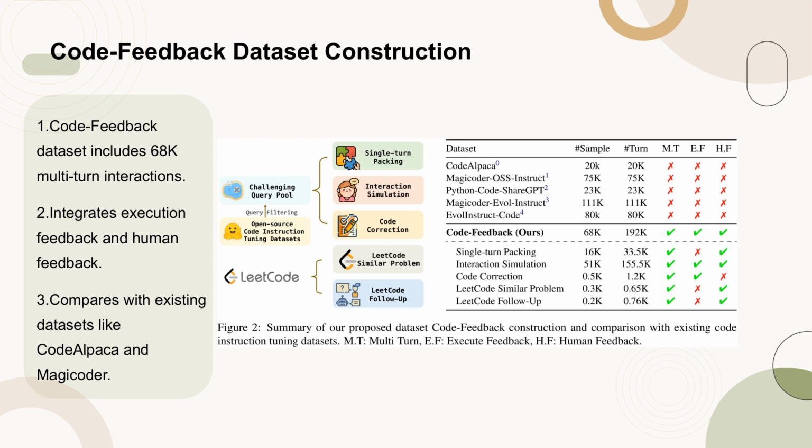Figure 2 provides a summary of the construction process of our proposed dataset, Code-Feedback, and compares it with existing code instruction tuning datasets. The dataset includes 68,000 multi-turn interactions, which incorporate both execution feedback, E.F., and human feedback, H.F. It highlights the integration of these feedback types to enhance the quality of code generation. The figure also contrasts Code-Feedback with other notable datasets such as CodeAlpaca and Magicoder, showcasing its unique features and improvements in data structure and feedback mechanisms.